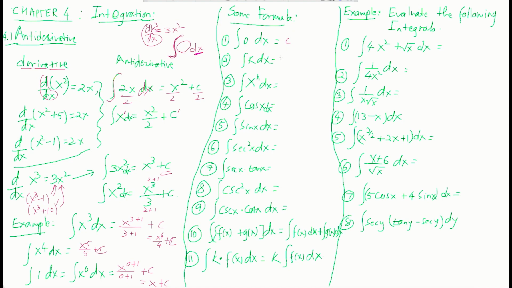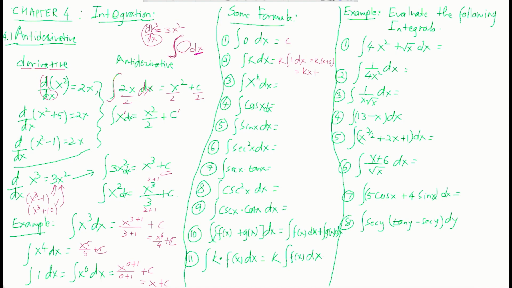You can write it like this. You can pull that k out and then do the integral of 1 dx. But what is the integral of 1? It's x plus c, right? So you get k times x plus c. Basically, you can simplify this as k times x is kx plus k times c.